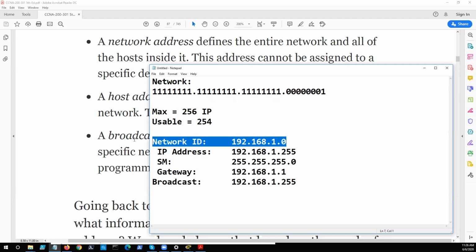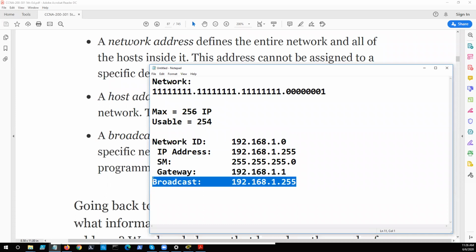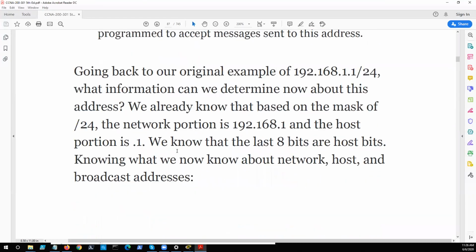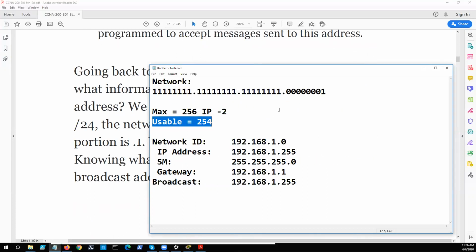What is the net ID for? This is where you belong. This could be your gateway. The broadcast is where the packet goes. So you can never use these. That's why you need to deduct 2. Is that clear? So how many are usable? 254. Okay? Another example. Let me give a sample.